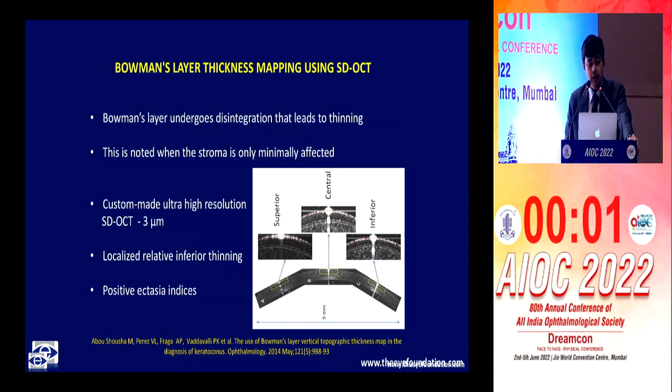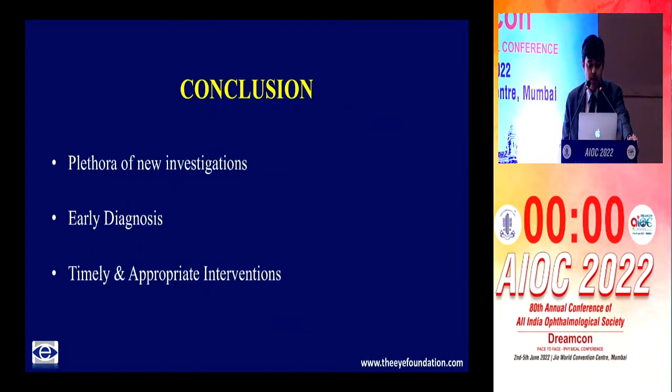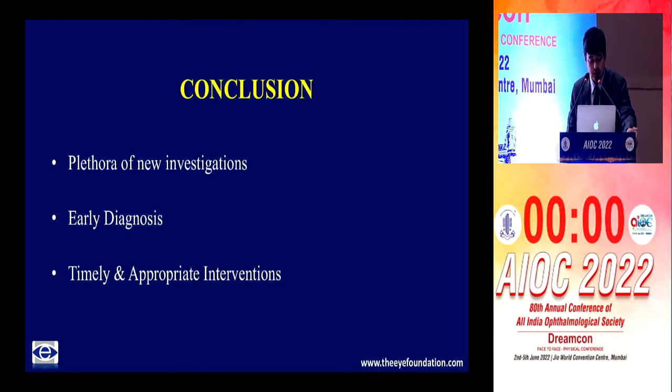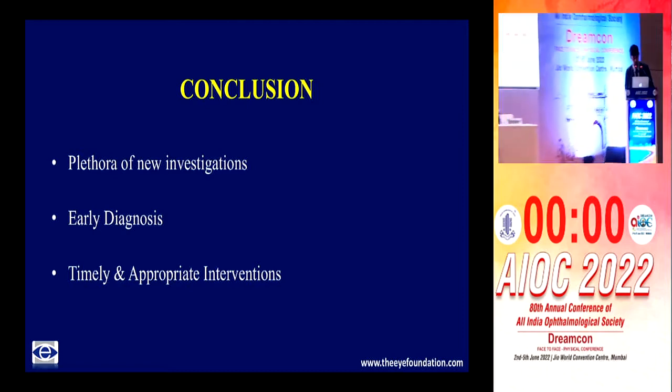Just to conclude, Bowman layer thickness mapping using SD-OCT has also been found to be useful, although not easily available at this level of high resolution, where the early disintegration of the Bowman layer and thinning, which are early signs of keratoconus, can be detected. So a plethora of new investigations are available. Given the time available, it's difficult to go into the depth of each of them, but definitely the way forward, early diagnosis and timely and appropriate interventions are possible. Thank you so much for your kind attention.